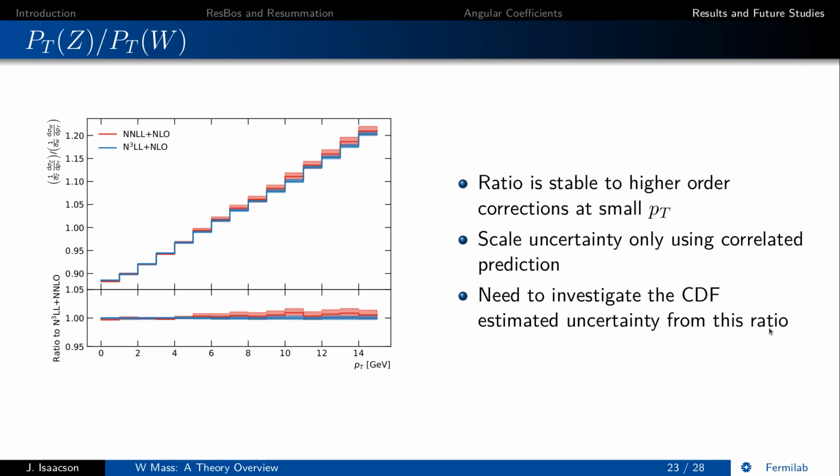We still have to go through, CDF gives an uncertainty that's induced by looking at this ratio. We still have to go through and see if we agree with their value and redo it for a higher order correction. But again, they use a data-driven approach. So it's a lot of trying to get all the small pieces done correctly.